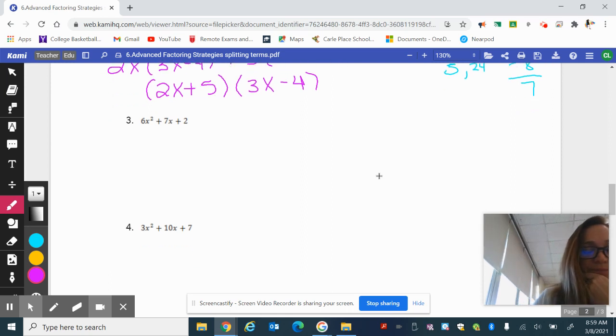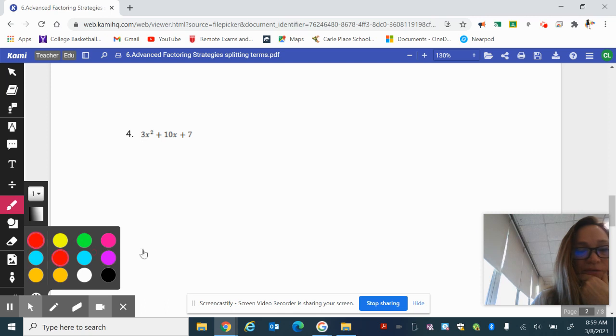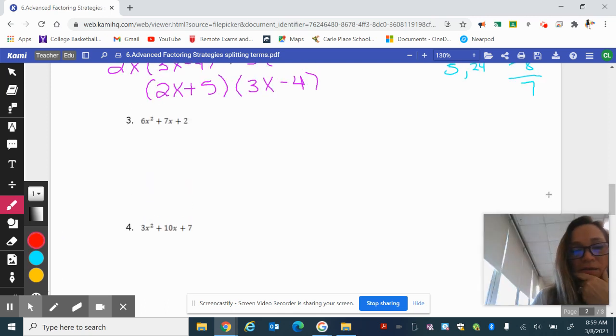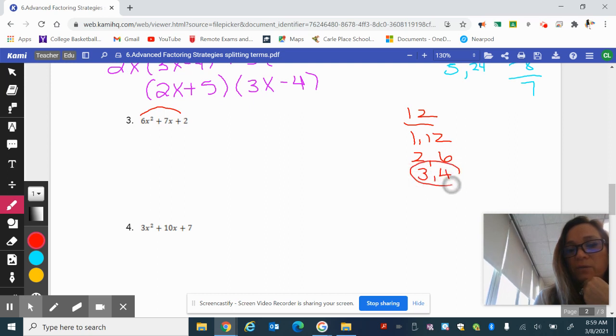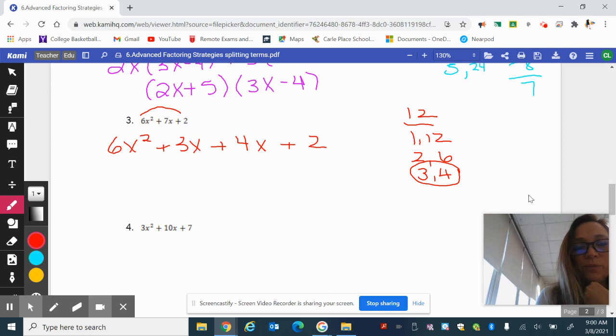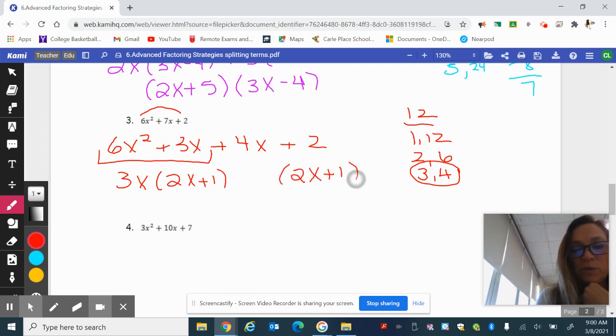I'm going to keep going. I think the red shows up better, so I'm going to use the red. All right, 6 times 2 is 12, 1 and 12, 2 and 6, 3 and 4, winner, winner, everything's positive. So 6x squared plus 3x plus 4x plus 2. Pulling out the 3x gives me 2x plus 1. 2x plus 1 repeats. This is plus 2. So I get 3x plus 2 times 2x plus 1.